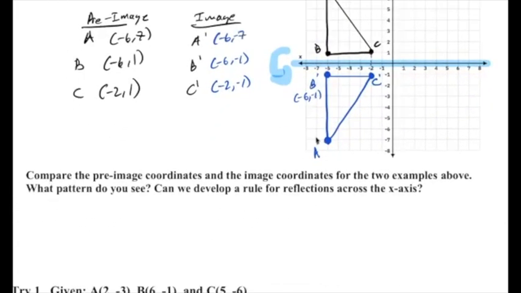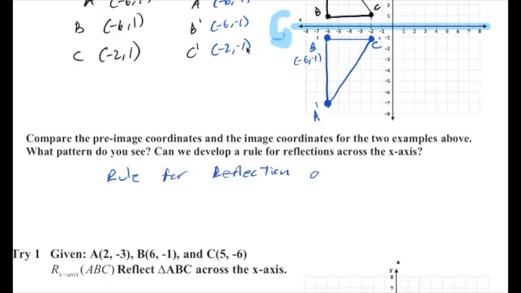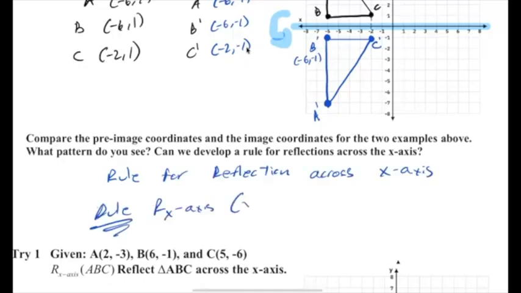Next, can we glean anything off of this? Look at this. What happens when you reflect it across the x-axis? What happens to the points? The x's are the same, but the y's change. They go from positive to negative. We change the signs of the y's. The rule for reflection across the x-axis is (x, y) turns into (x, -y). That's our rule. Reflect across the x-axis, we're just going to change the y's.